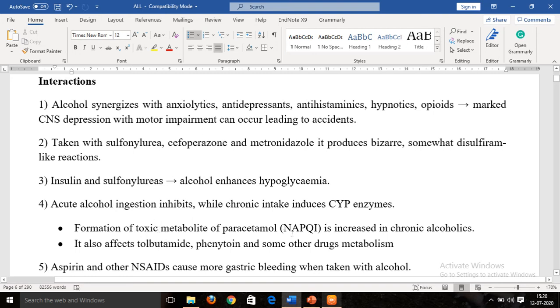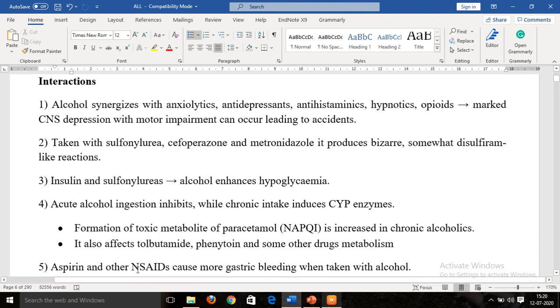Formation of toxic metabolites of paracetamol is increased in the case of chronic alcohol use. Because glutathione depletion also takes place, the epoxide intermediates of paracetamol metabolism that are formed are also increased, because they are not further metabolized. Apart from that, tolbutamide and phenytoin, which is an anti-epileptic drug, their metabolism also gets affected.